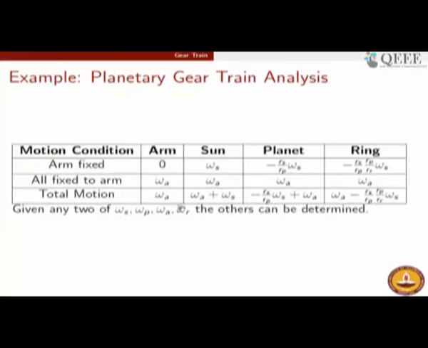Remember, though the components in this gear train are four, namely arm, sun, planet and ring, there are only two variables that matter. So given any two of these motions, if you know the arm motion in totality, omega a is known. If you know the sun motion as measured by a stationary observer, then you know omega a plus omega s. Then using these two quantities, you can determine omega s. And once omega a and omega s are known, planet motion and ring motion can be recovered, right?